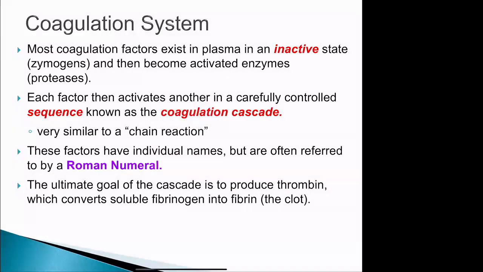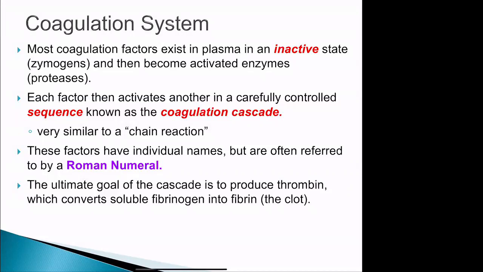Hold on. Most coagulation factors exist in plasma, and when they are in the plasma, they're inactive. Okay, so they're called zymogens. And then they become activated enzymes or proteases. Each coagulation factor will activate another factor, and this happens in a very, very carefully controlled sequence. It's called the coagulation cascade. And during this course, you're going to be very, very familiar with this coagulation cascade. It's very similar to a chain reaction.